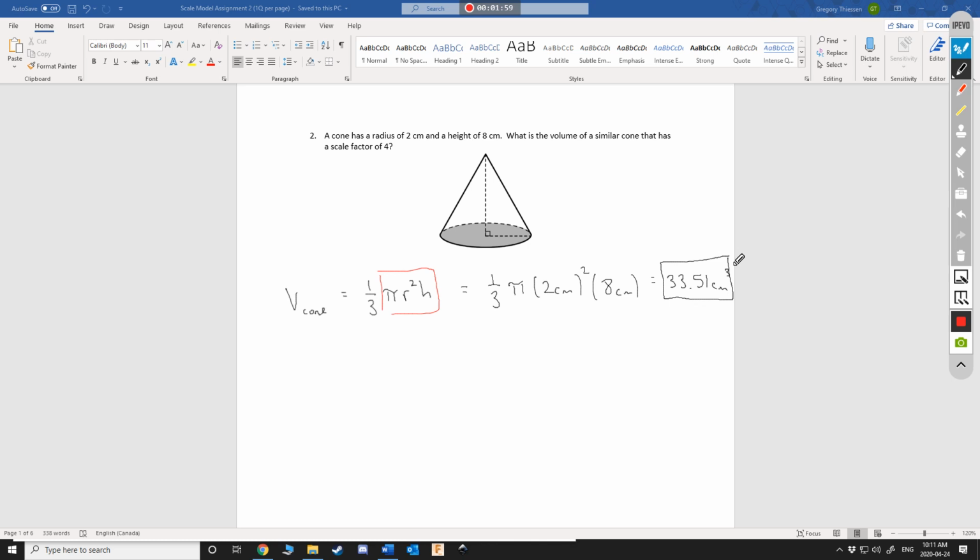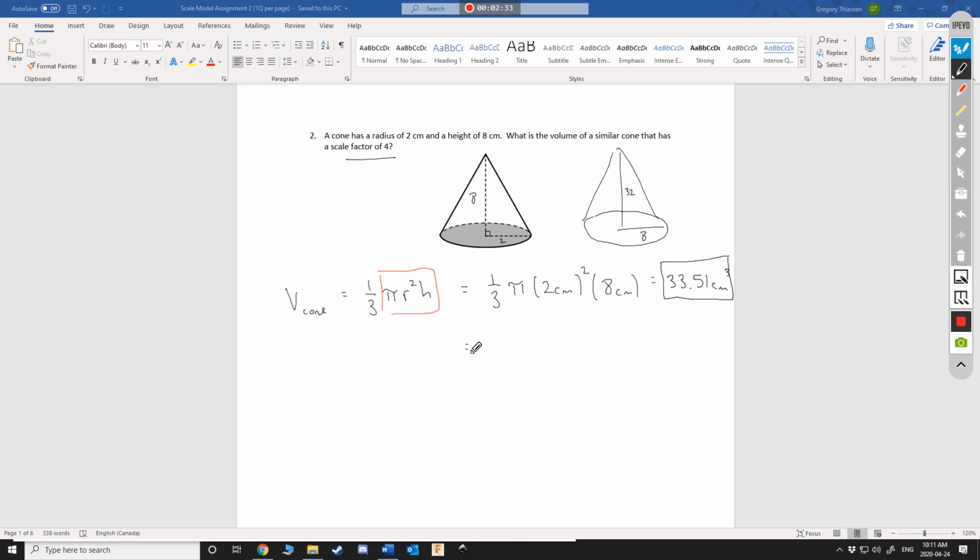So there's different ways we can do this. Just like in the previous question, we can solve for this volume and then multiply by this scale factor cubed, or we can find the dimensions of the scale model. So it says scale factor of 4. If we multiply everything by a factor of 4, we're going to get 2 times 4 is 8, and 8 times 4 is 32. So we have our larger one. I didn't have space to really draw bigger, but our larger scale model version of this cone is 8 by 32.